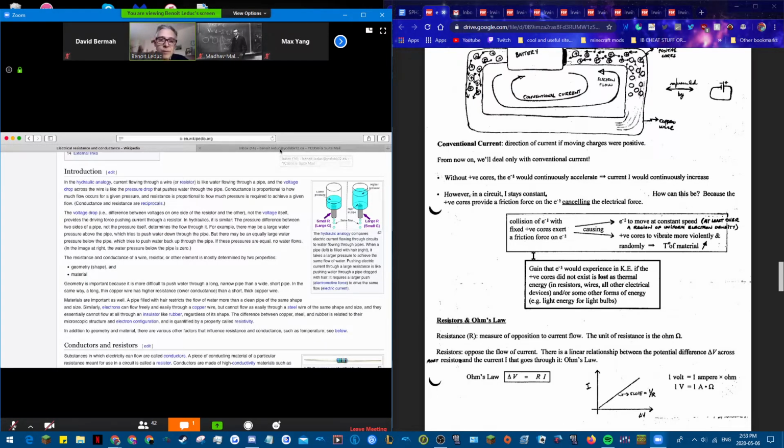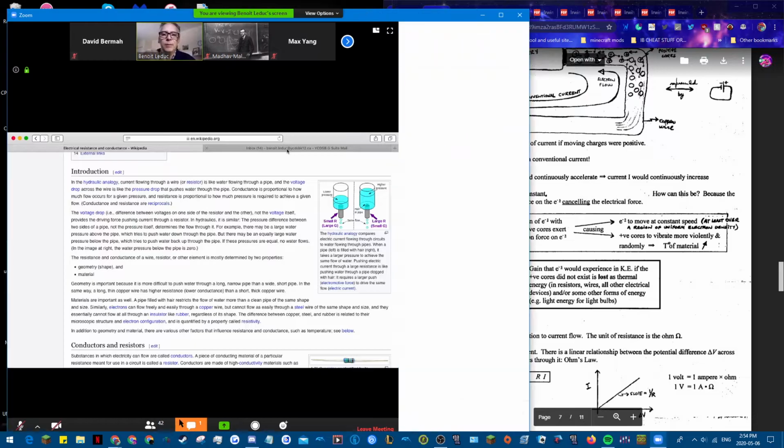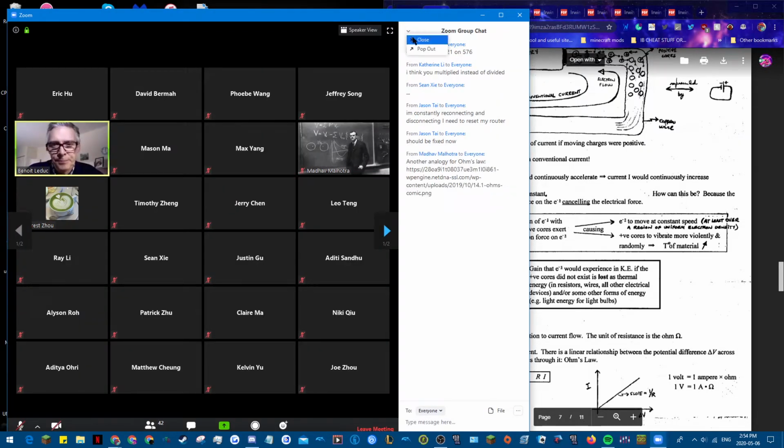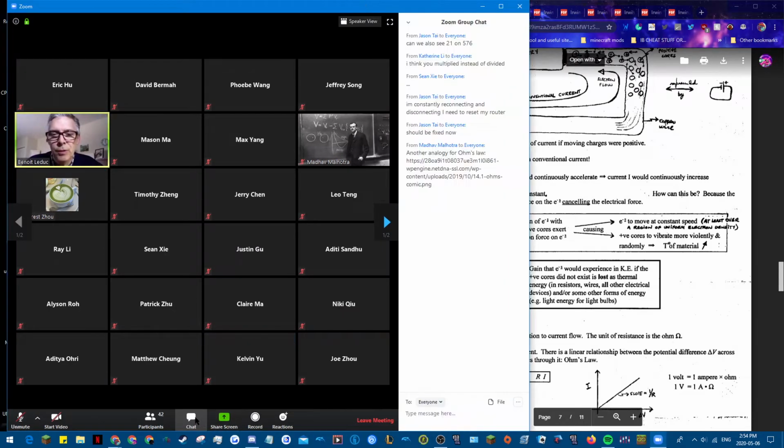For current, that's exactly the same. Some material will offer more resistance to the flow of charge, to current. So if a substance has more resistance and you want the same amount of current going through it, you have to set this device across a higher electrical potential difference. Remember, the electrical potential difference is to electricity what difference in pressure is to a water pipe system. Okay. So let's go back, let me share this again.